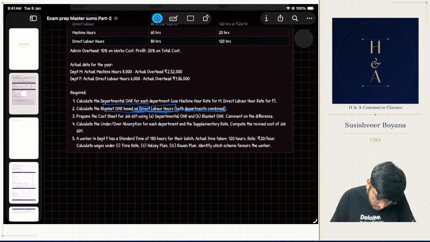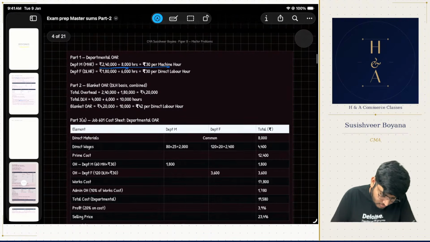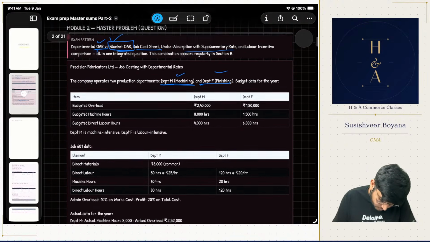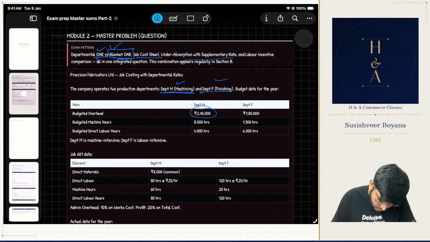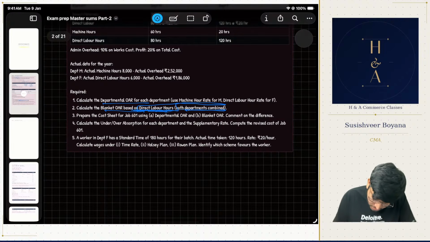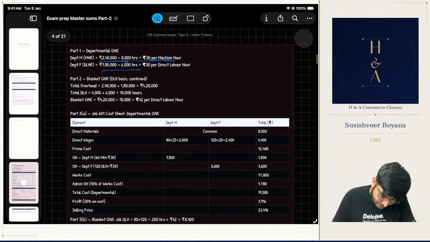So for both departments combined. Okay, this is standard. You just pick up the numbers from the budget. Budgeted overheads 2 lakh 40. For Department M, it's going to be machine hours. For Department F, it's going to be labor hours. Where is it given, sir? Here. Use machine hour rate for M, direct labor hour rate for F. We get the overhead absorption rate, blanket rate.